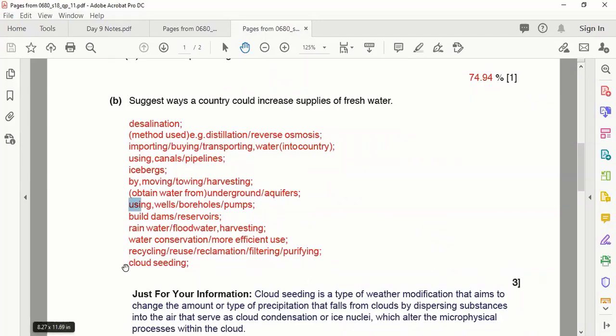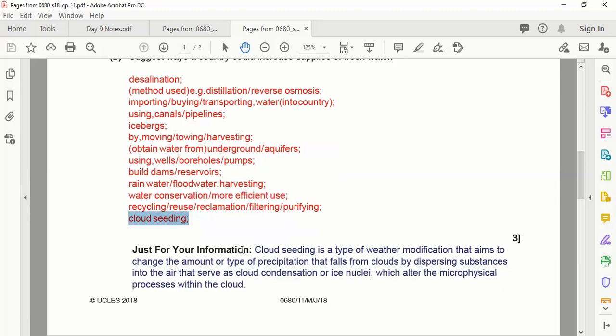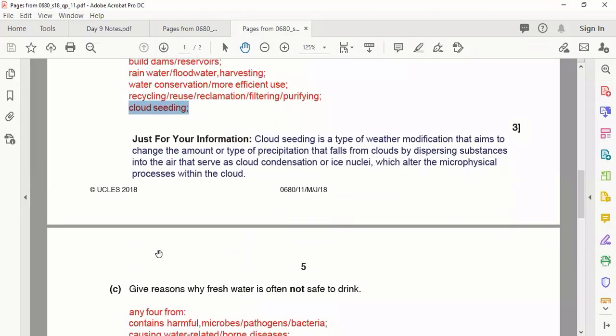And another one is cloud seeding. I just added this one for your information. Cloud seeding is a type of weather modification. You know that sometimes, I think in Saudi Arabia, when there was no rain last month, they were planning for cloud seeding. They will send some planes over the clouds and spray some kind of chemicals, so it will start raining, artificial rain. So that's known as cloud seeding. Okay, but the detail is not required. Just for information, I wrote it for you.